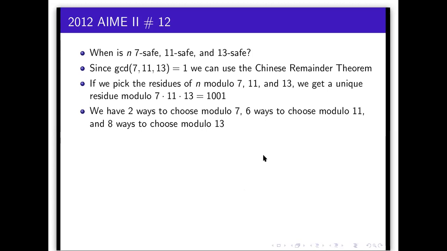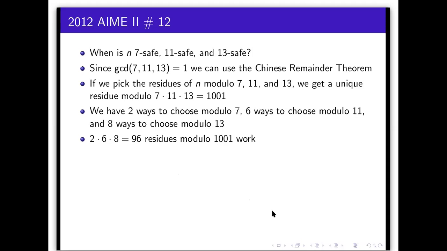So from what we have earlier, there are 2 residues that we can choose mod 7. There's 6 residues we can choose mod 11, and 8 that we can choose mod 13. So the number of ways we can choose mod 1001 is the product of these. The different primes are independent, so we can just multiply the number of ways, and we get 96 residues mod 1001.